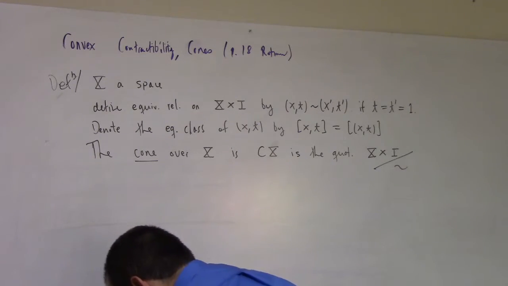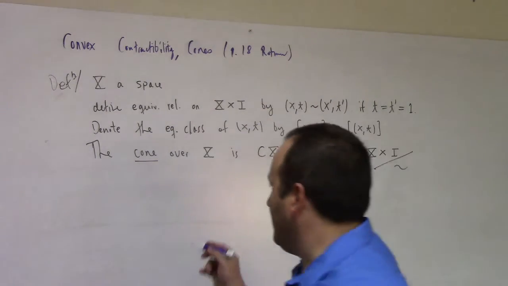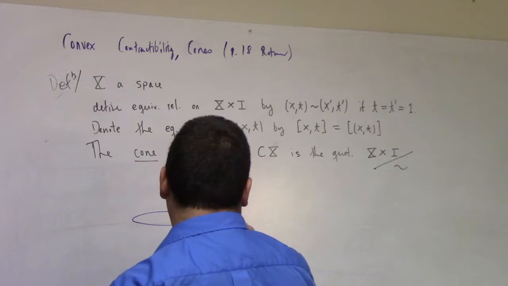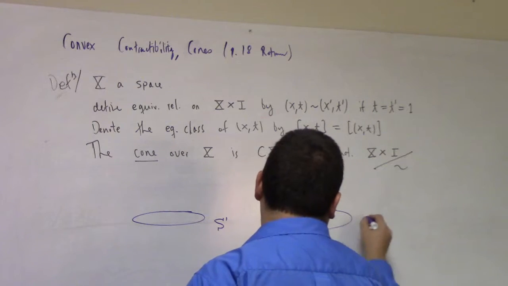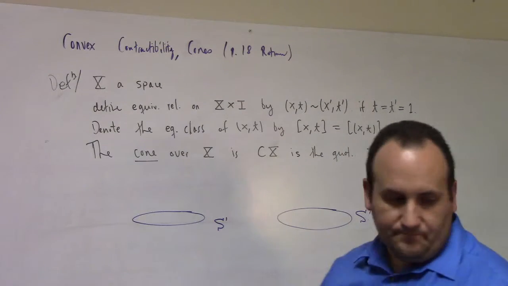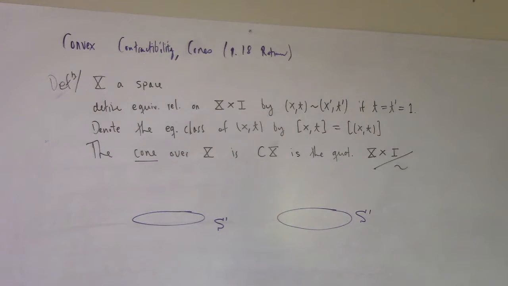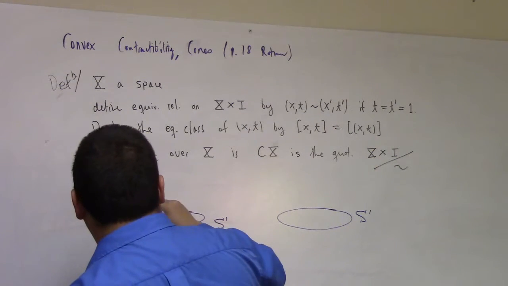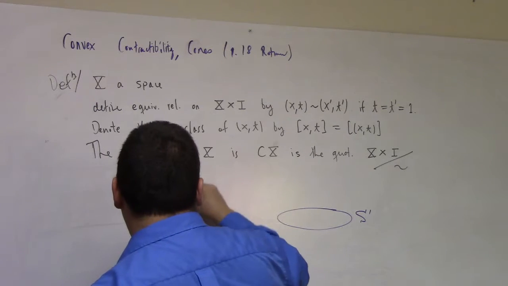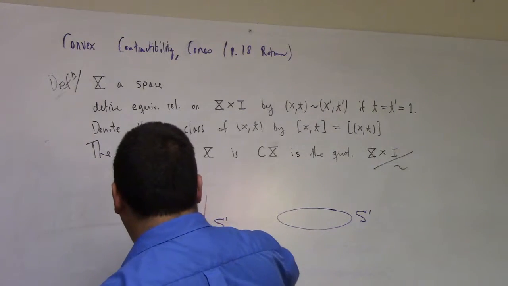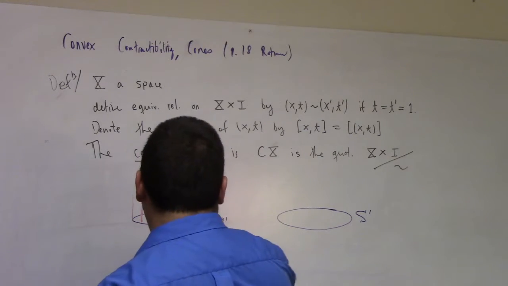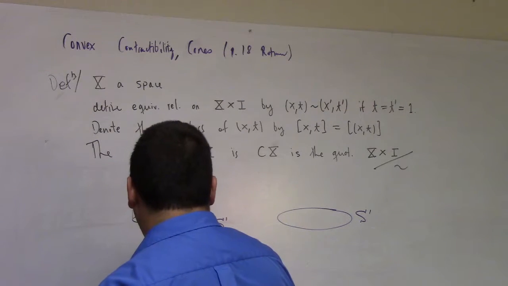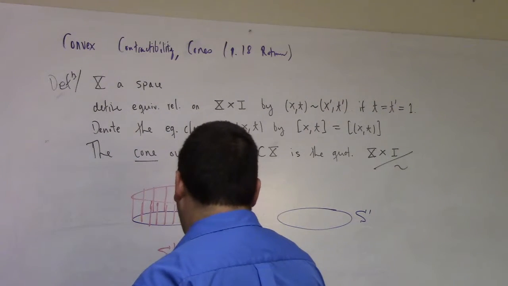So I've got to draw some pictures. Of course, you guys know we have a circle, S1. Draw another circle over here, S1. Well, S1 cross I is easy enough to picture. There are different ways you could attach I, but you could attach it like this. It would be vertical, and so S1 cross I is a cylinder.